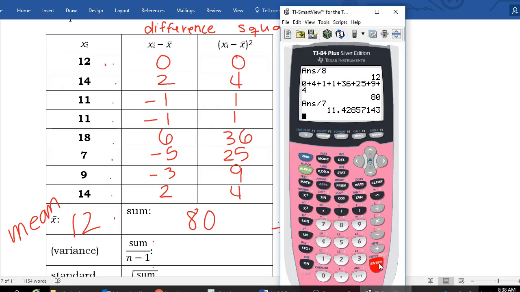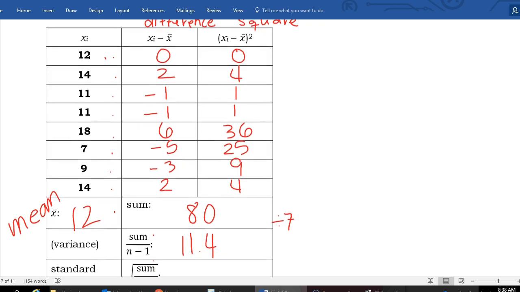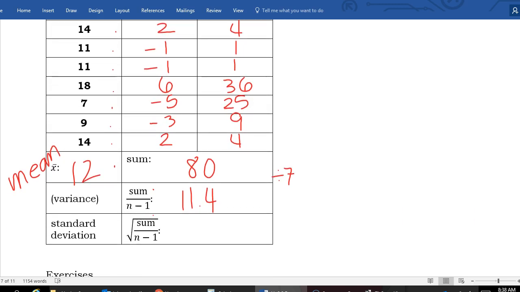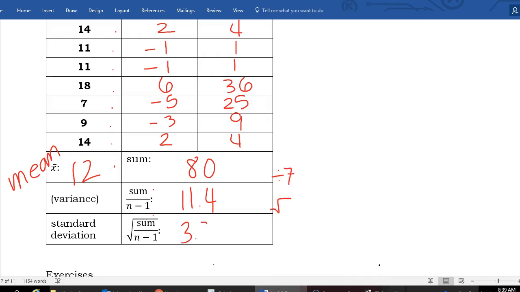gives me 11.4. And then our final step, right in the table, it shows to take the square root of that value. And basically, we're undoing all of those squares that we did before we calculated our variance. So square root is the next step there. Square root of 11.4, let's keep some extra numbers just for fun, is 3.38. So on average, our data values are 3.38 from the mean. So why do we care?